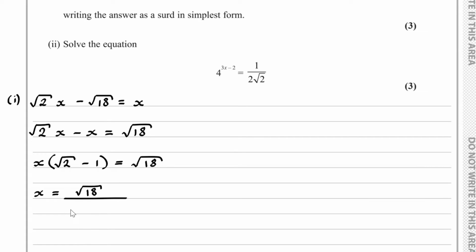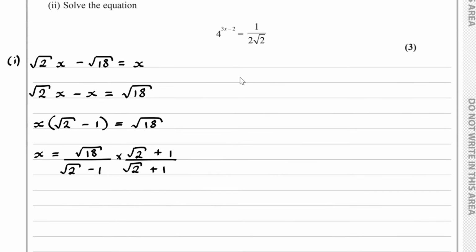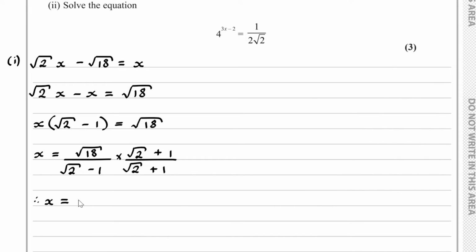divided by root 2 minus 1. And for us to find out what x is, we would have to multiply both the top and the bottom by the conjugate of the bottom. So we will multiply both the top and the bottom by root 2 plus 1. Okay? And the reason I want to do this, the question specified I must show all my stages of working. So when we come to find out what x is, we can use our calculator. Root 18 over root 2 minus 1, that's 6 plus 3 root 2. So x is equal to 6 plus 3 root 2.